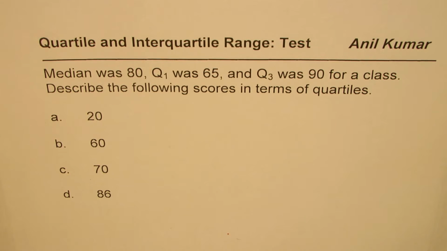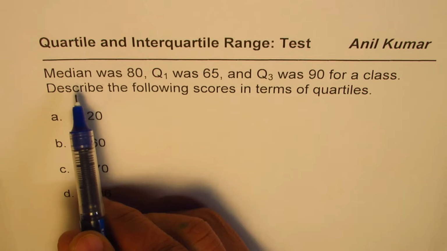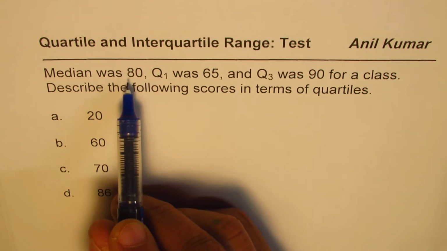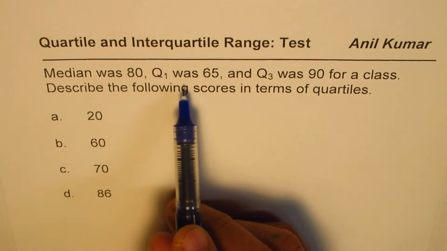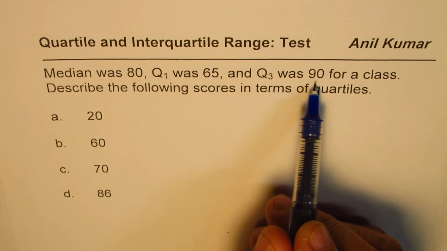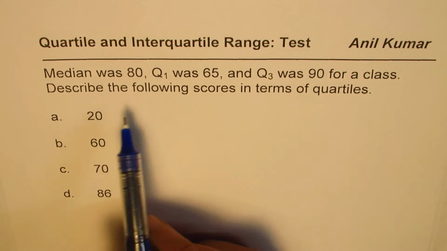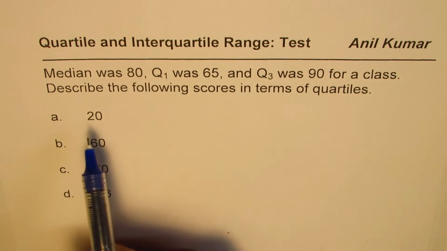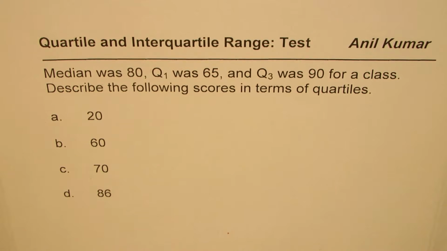The question here is, the median, which is also referred to as Q2 or the second quartile, was 80, Q1, the first quartile, was 65, and Q3 was 90 for a class. Describe the following scores in terms of quartiles. So we have scores of 20, 60, 70 and 86.